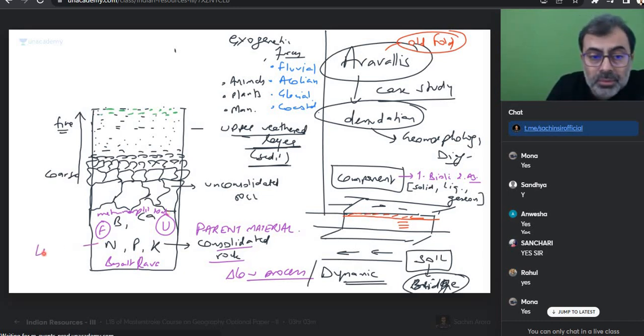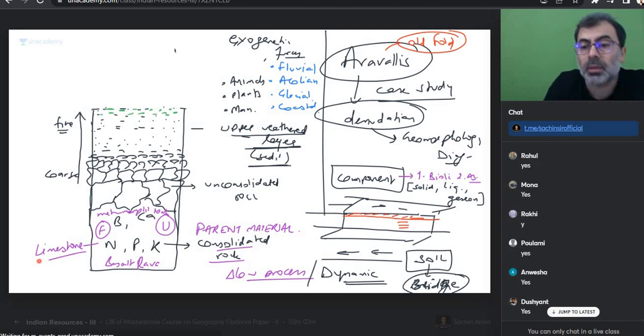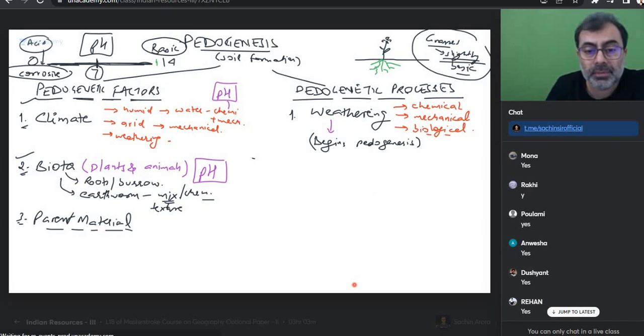Suppose this was made up of limestone. Limestone will have a different soil. Basalt lava will have a different soil. Its chemical makeup, its physical makeup, its erodibility, everything will depend on that or not. Now everyone tell me, why am I talking about this? Does India have a wide variety of parent material?